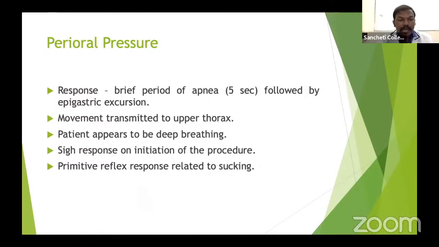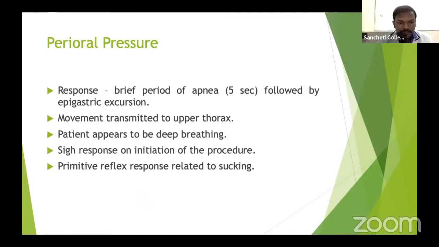As the epigastric excursion is increasing, these movements will be transmitted to the upper thorax. As these movements are transmitted to the upper thorax, the patient may appear to be deep breathing. So once the epigastric excursion is increased, these movements are transmitted to the upper thorax, and you can see upper thoracic movements are increasing, and you can see the patient is deep breathing.